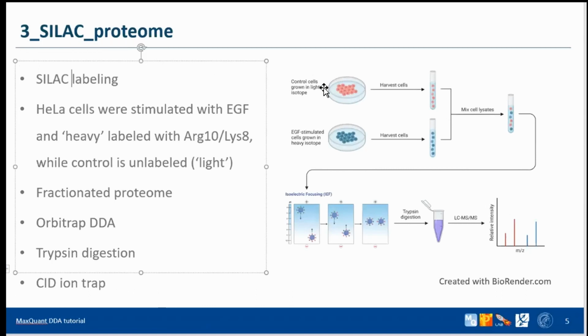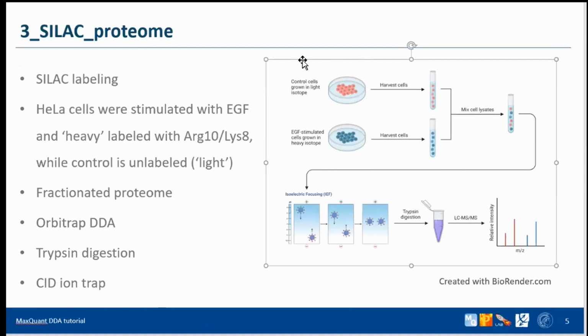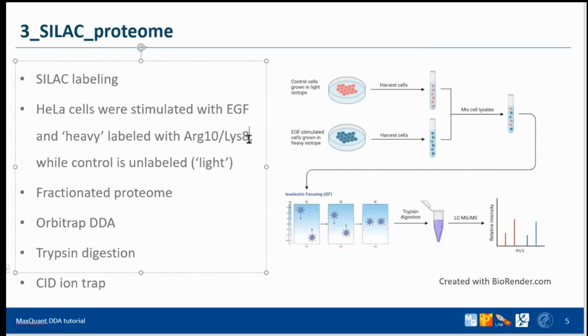How was this data set acquired? Two sets of cells. First is control cells grown in light, unmodified media. The second set is stimulated with epidermal growth factor and cultivated in heavy media containing isotopes arginine 10 and lysine 8. Those samples are then mixed together and fractionated through isoelectric focusing. Here, proteins in the pH gradient move under an electric field until they reach their isoelectric focusing point.